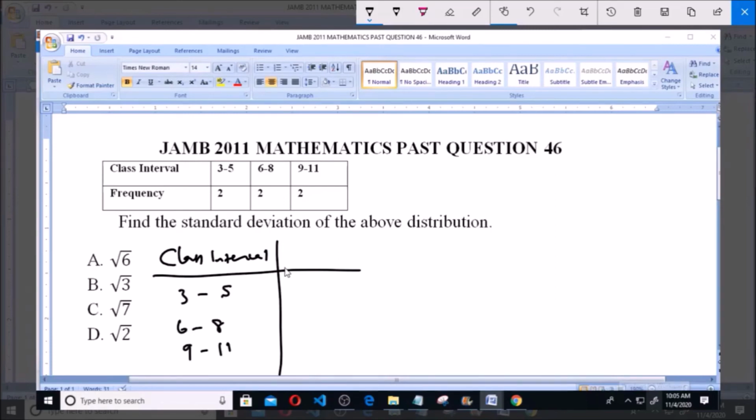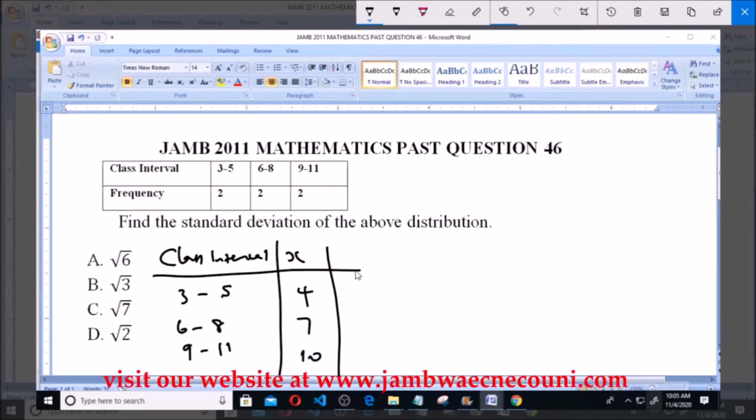Now from this class interval we can get our class mark x, and to get x we simply add the lower limit and the upper limit and divide by 2. So for the first class interval 3 to 5, 3 plus 5 gives us 8, 8 divided by 2 gives us 4. 6 plus 8 gives us 14, 14 divided by 2 gives us 7, and 9 plus 11 gives us 20, 20 divided by 2 gives us 10. Now let's give the frequency f. The frequency is given as 2, 2, 2.